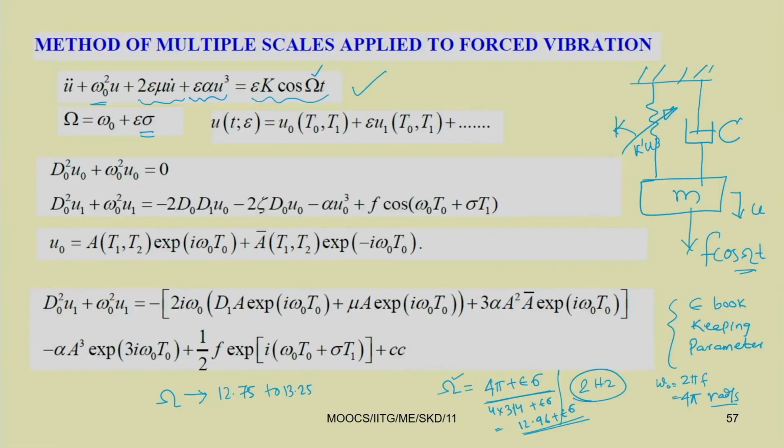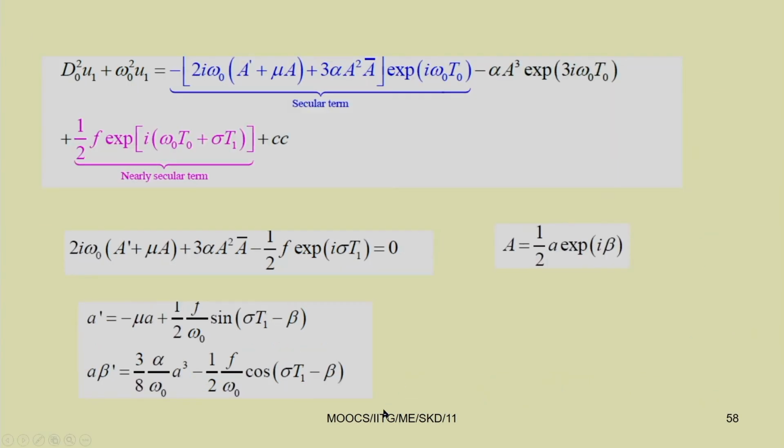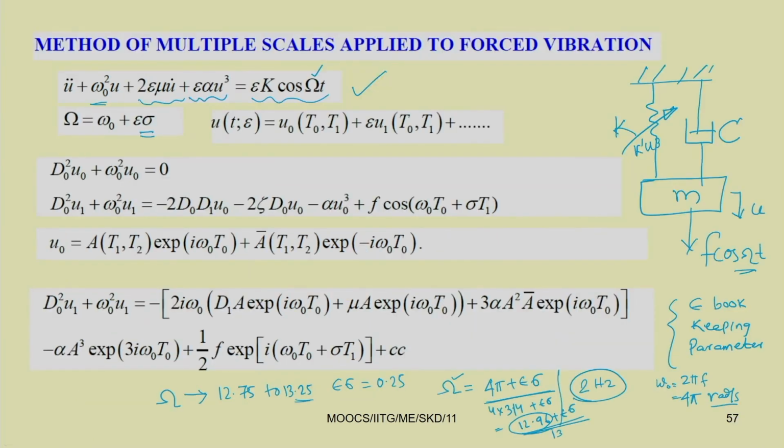Here you can see, this 12.56 approximately you can write as 13. So 13 plus epsilon sigma, if you are taking. This epsilon sigma we are taking to be 0.25. Taking this epsilon equal to 0.1, we can have the sigma value. So epsilon sigma equal to 0.25, and epsilon equal to 0.1. So you can find sigma equal to 0.25 by 0.1.